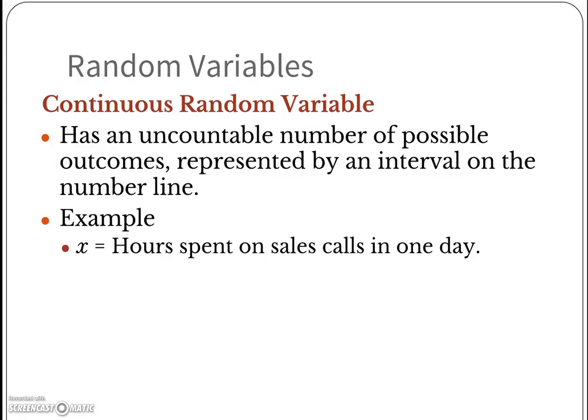Versus a continuous random variable, which has an uncountable number of outcomes. So like the number of hours spent on a sales call in one day, you don't have to spend 1 hour or 2 hours. You could spend 1.5 or 1.25. You have this whole spectrum that you could list. So it's this continuous list and not just a discrete number.